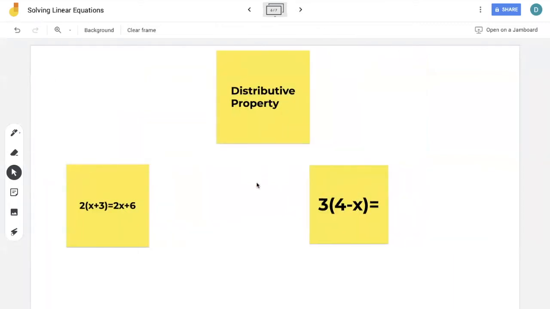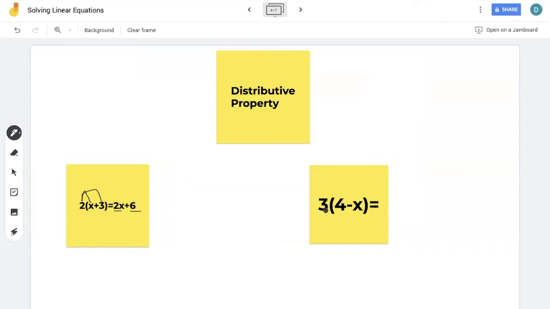Now we're going to look at one more thing today, and it is the distributive property. And so what this means is that when there's something next to the parentheses like this, you want to essentially do what they call distributing, which is you multiply what's outside by both of the things inside. So 2 multiplied with x becomes 2x, and 2 multiplied with 3 becomes 6. So you can see how this becomes 2x plus 6.